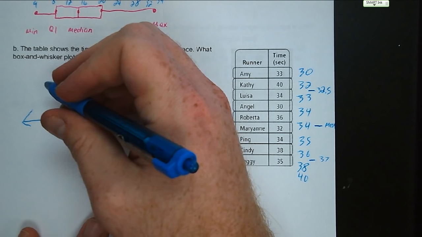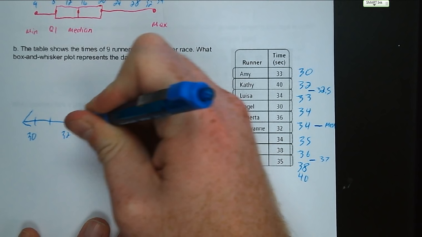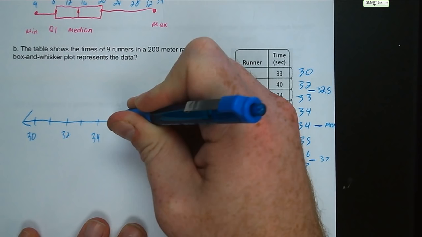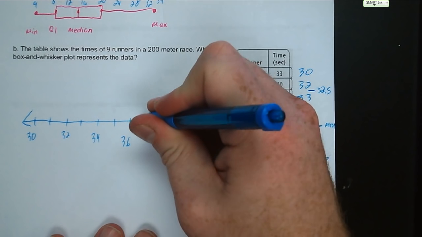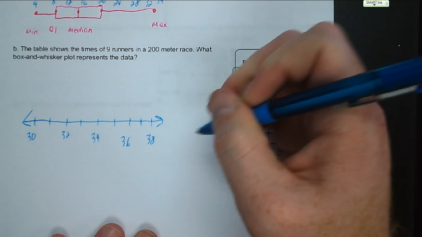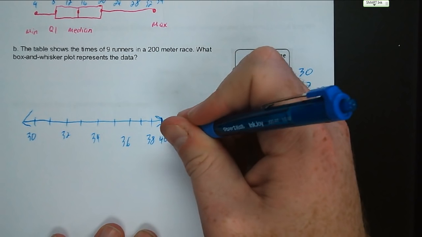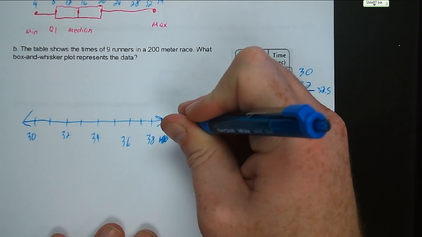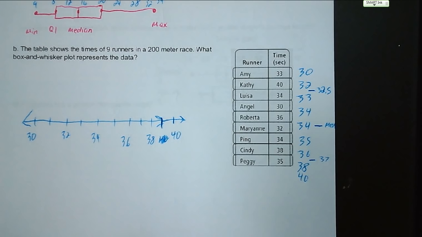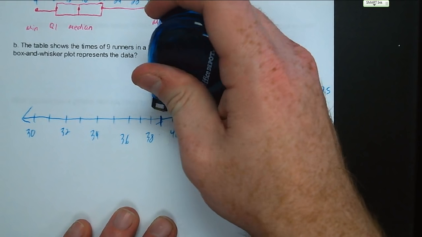All right, so now we just need to make our line. So for this one, I'm going to go by ones. So 30, 31, 32, 33, 34, 36, 38, and I need a 40. Sorry. 39. There we go. That'll be 40. Okay. It's like it never even happened. All right.